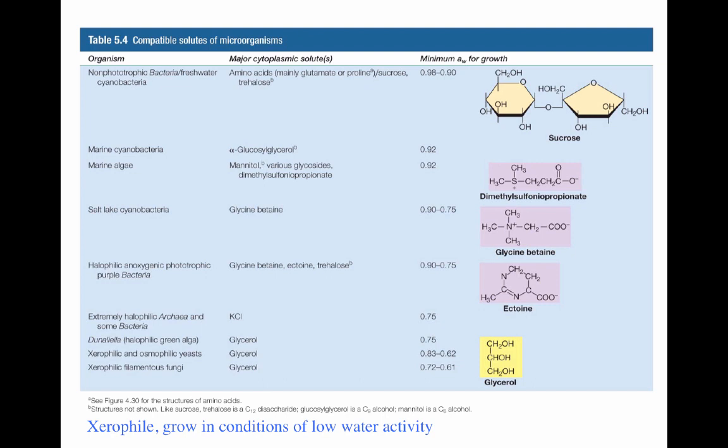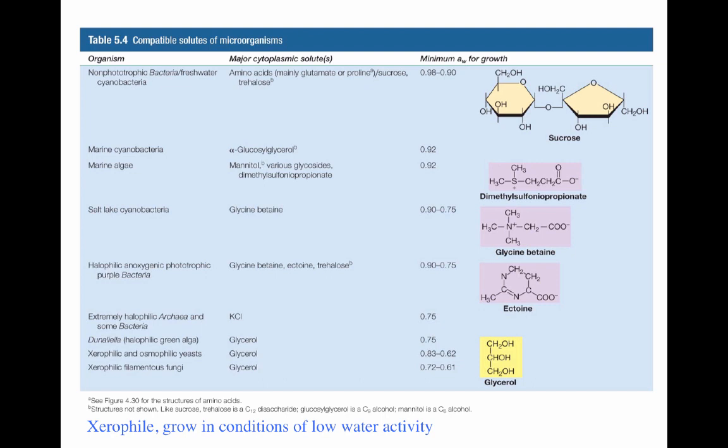So I will leave the table here for you so you can see the comparison of some of these compatible solutes. For example, you have amino acids like glutamate or proline that are going to help microorganisms living in a water availability of 0.9 to 0.98. But when you go down to water availability levels of 0.75, for example, some of the halophilic green alga, Dunaliella, are going to make glycerol to maintain the concentration of solute high inside the cell, and therefore they don't lose their water to the environment. So this is just an example of some of those compatible solutes.